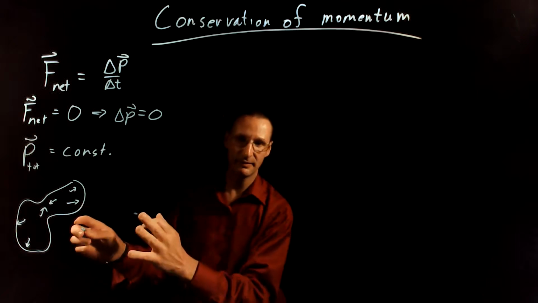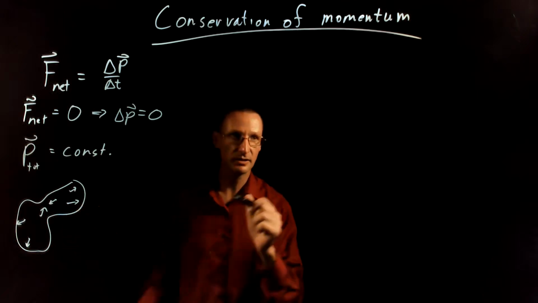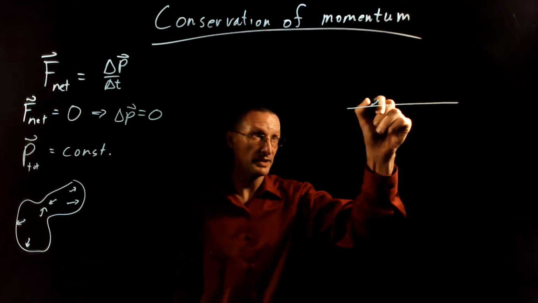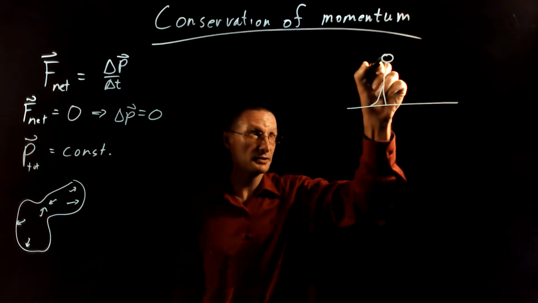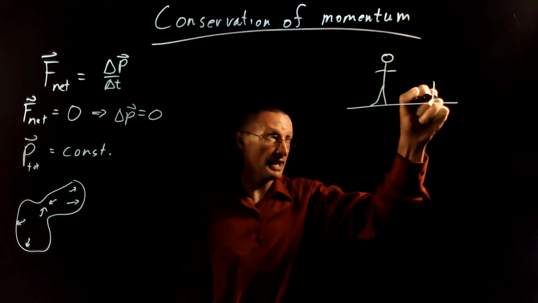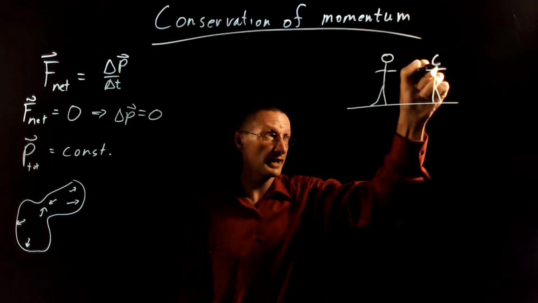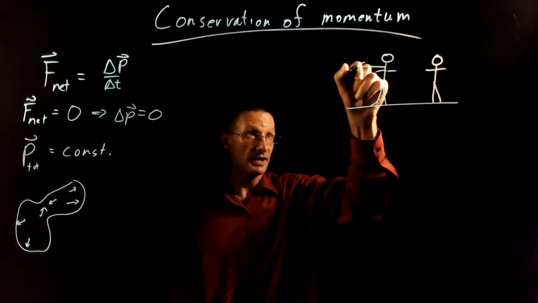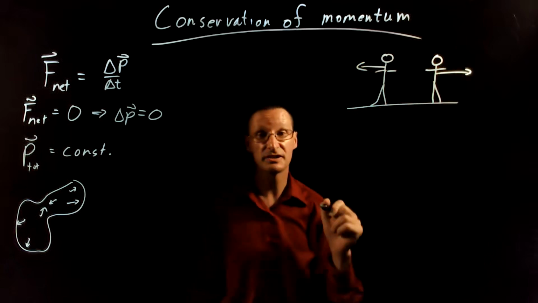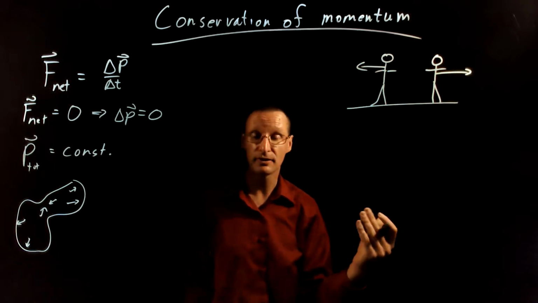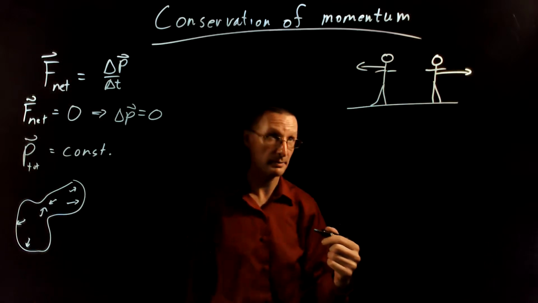Now, this is kind of abstract and hard to get your head around. So let's think about a particular example. Imagine you're standing on ice, you're goofing off with your friend, and you push on each other. So you push on your friend and your friend pushes back on you. Because of the third law, these two forces have to be equal and opposite.